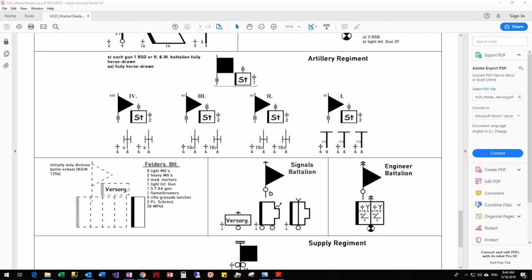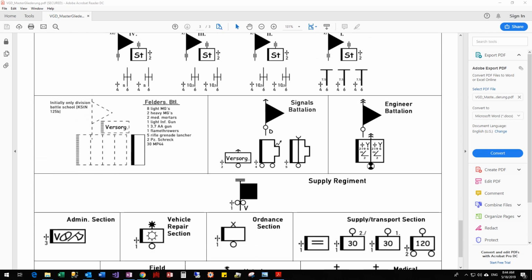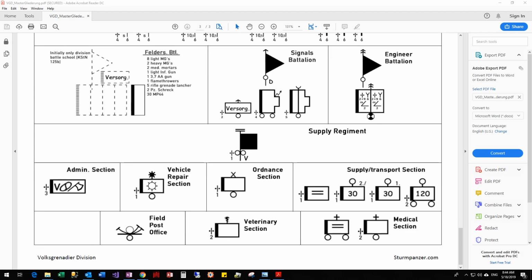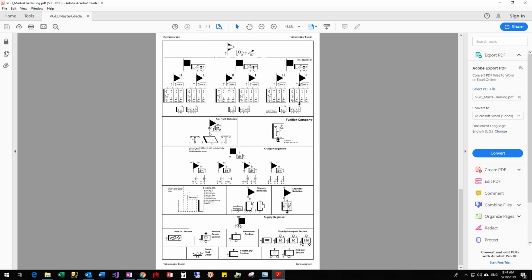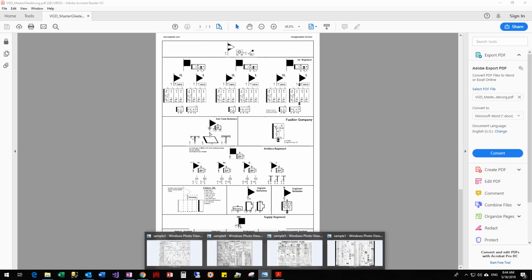And then down here for the regiment, supply regiment, we see it's represented by 2 horizontal bars, and it too has 2 circles representing that it is a motorized regiment. So that's a basic description of what these organizational diagrams represent and how they look. Now we'll go to some specific ones for specific units.